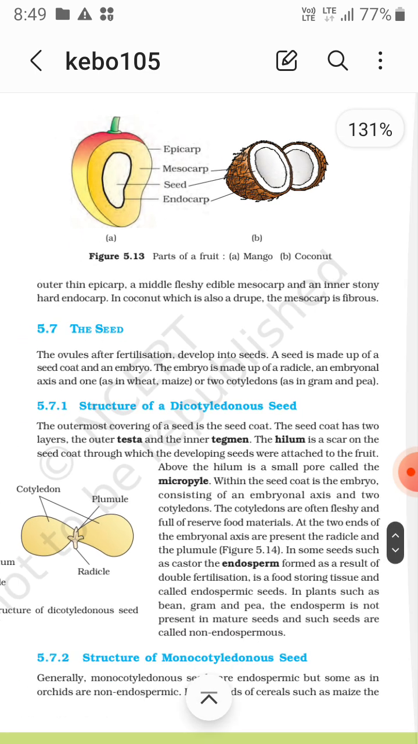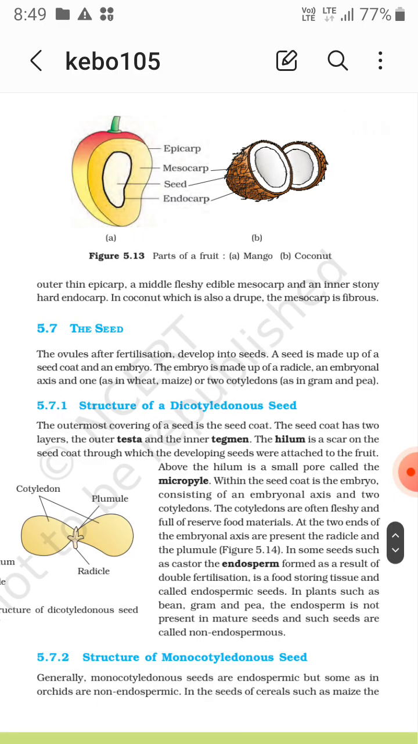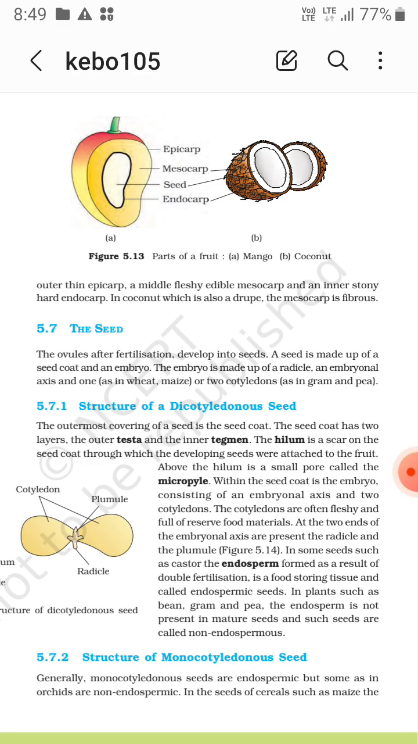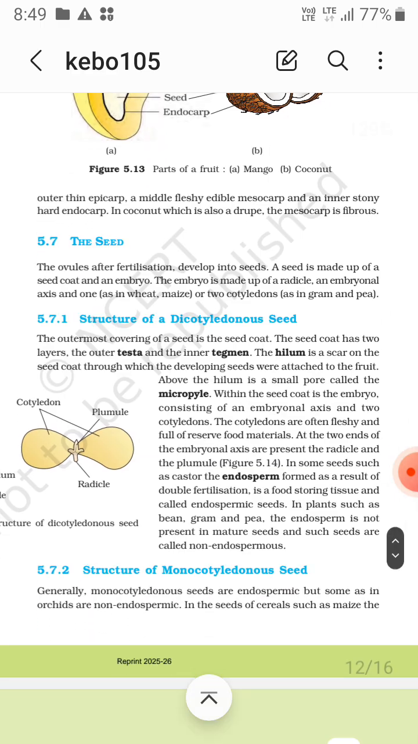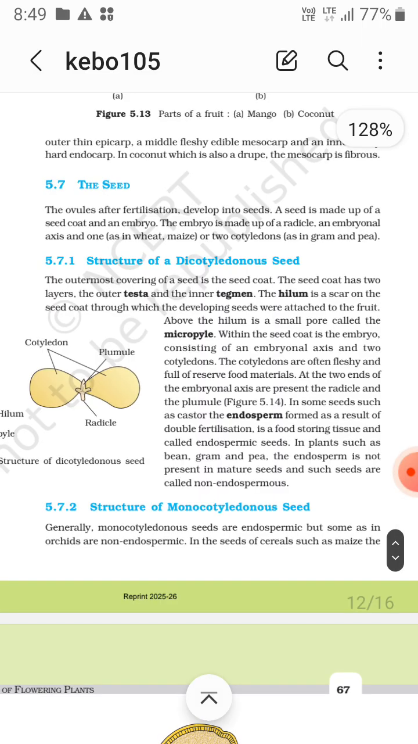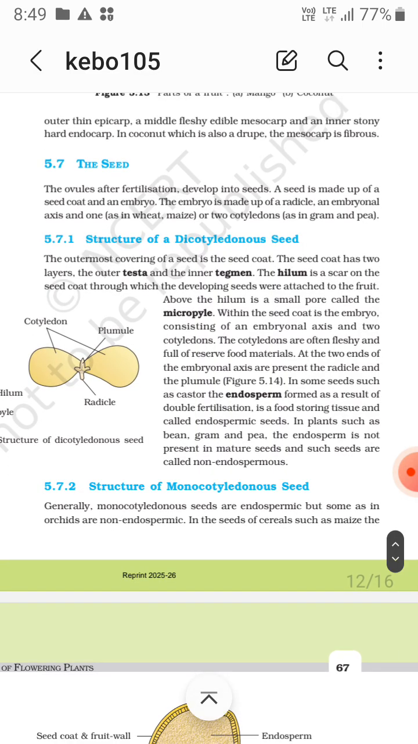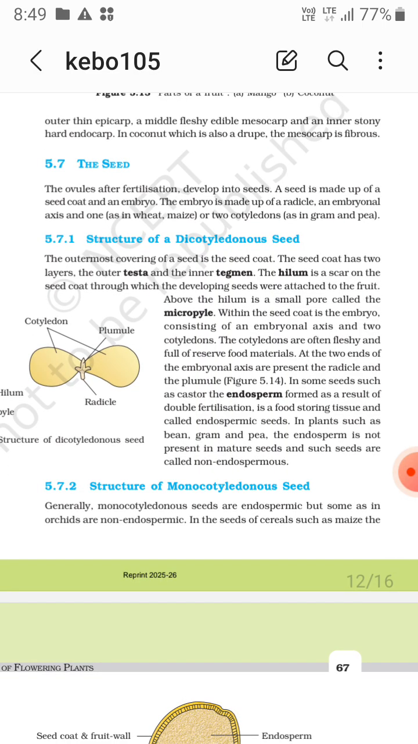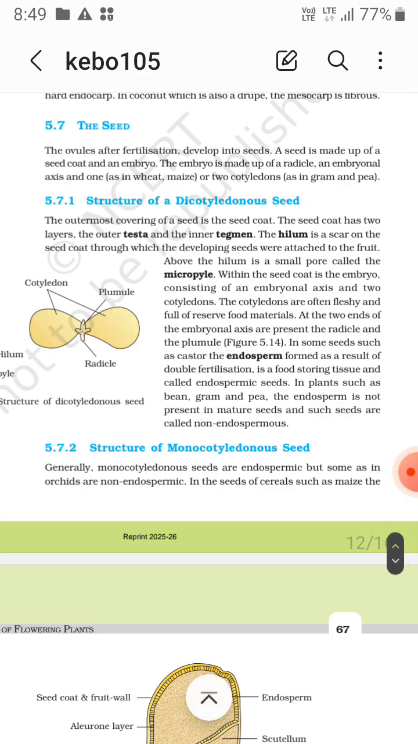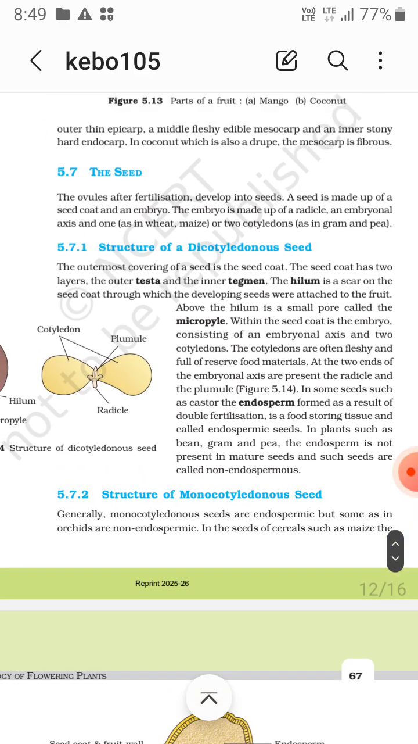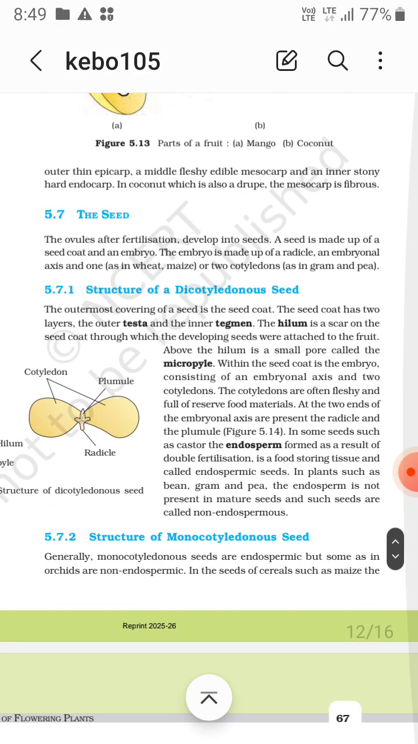The embryo is made up of a radicle, an embryonal axis, and one or two cotyledons. If the cotyledon is one, as in wheat and maize, it is monocotyledonous, and if there are two cotyledons, as in gram and pea, it is dicotyledonous. Based on the number of cotyledons, there are two types of seeds: the dicotyledonous seed and the monocotyledonous seed.